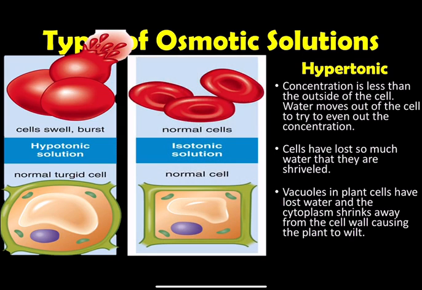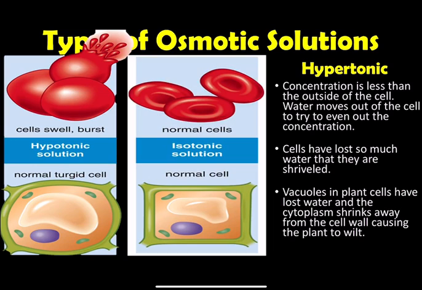So, as you can see here, the top of the picture demonstrates isotonic solution in animal cells, particularly blood cells. Those are healthy cells. The isotonic at the bottom shows a plant cell in an isotonic state. It's a healthy plant.